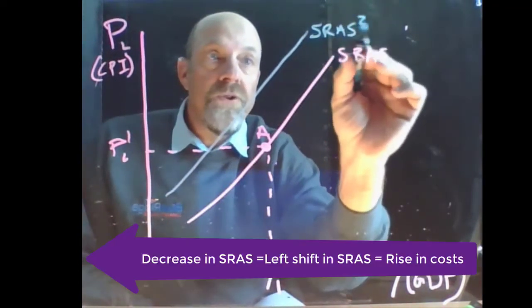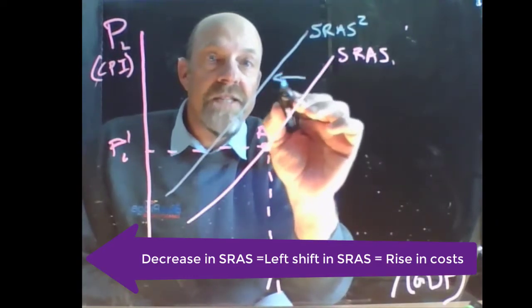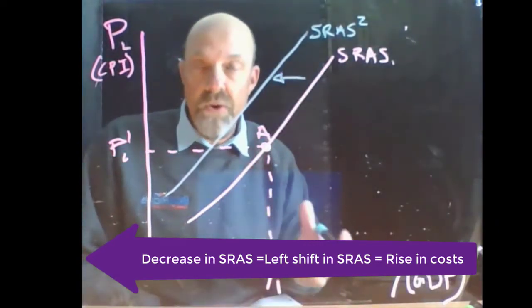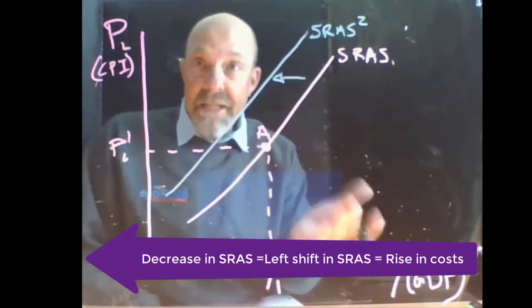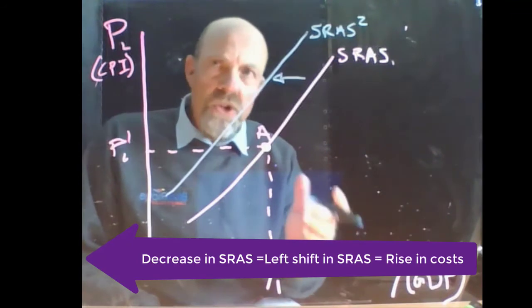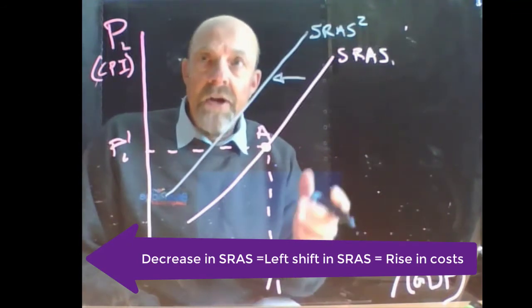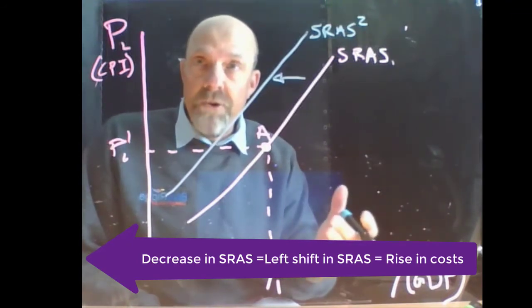I like to refer to it as a movement to the left because it's a little confusing. It actually looks like the short-run aggregate supply curve is moving upward. And it is actually moving upward because a leftward shift of short-run aggregate supply shows higher costs of producing.